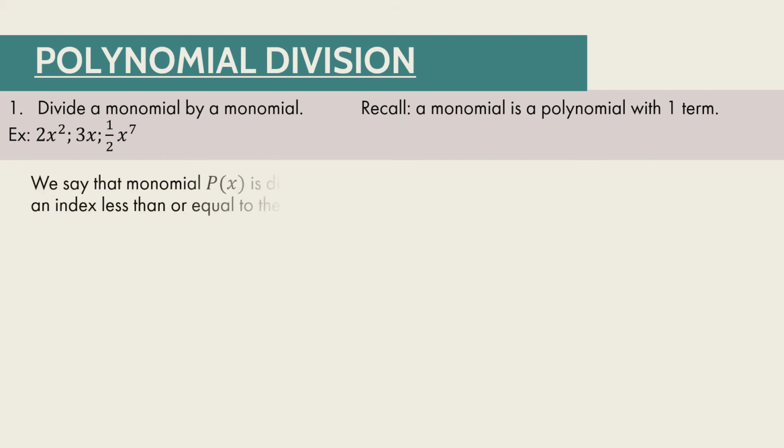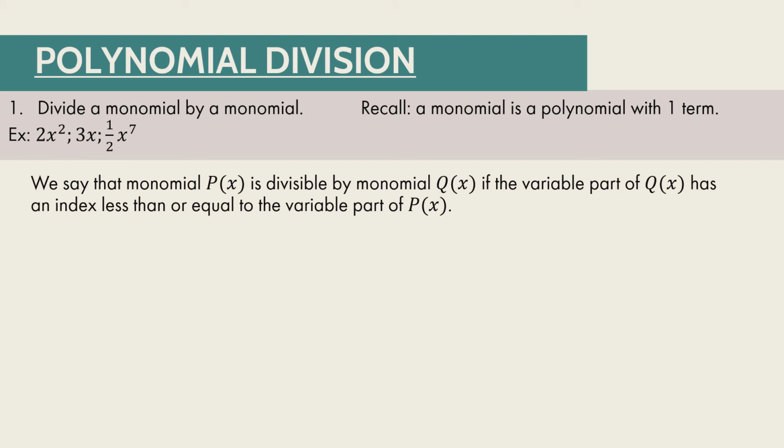Okay, so let's begin. We say that monomial px is divisible by monomial qx if the variable part of qx has an index less than or equal to the variable part of px. Let's consider this 4x squared as the dividend. Is it divisible by any of the following? 6x, 2x cubed, 5x squared, and 6.